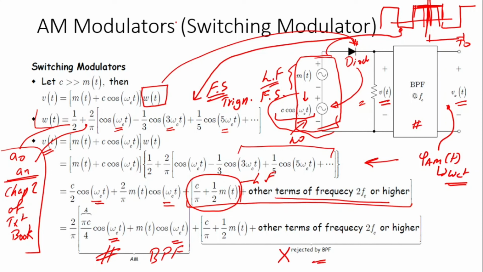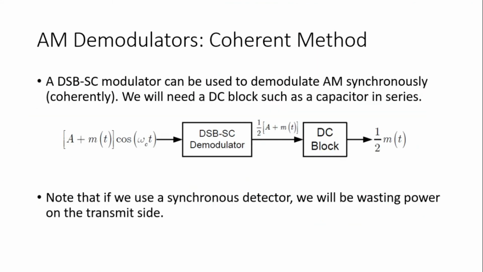So this discussion was about a switching modulator, where we have this diode which would act as a switch, and eventually we are creating an amplitude modulated signal operating at omega ct. Now when it comes to the demodulation, we have two possible options. The first one is coherent demodulation. This is the first option.